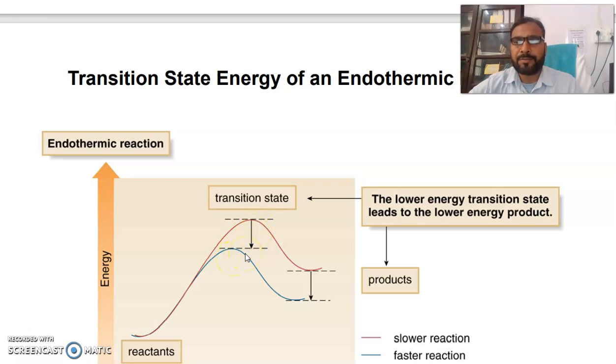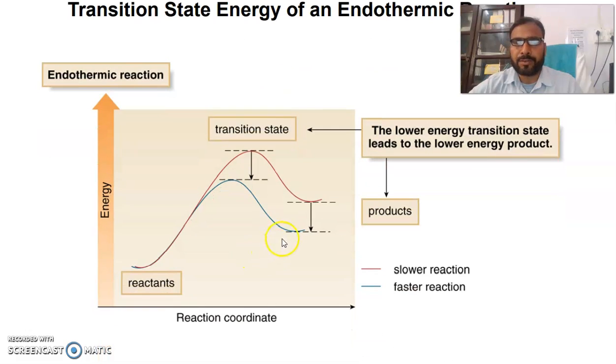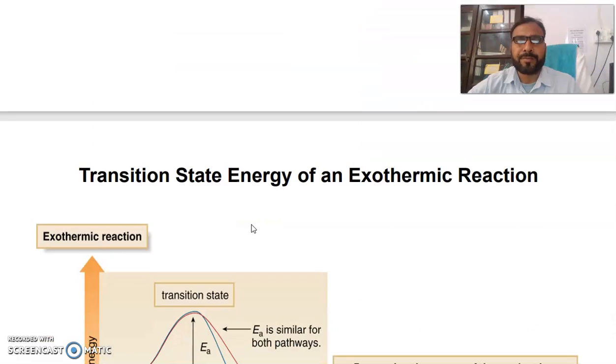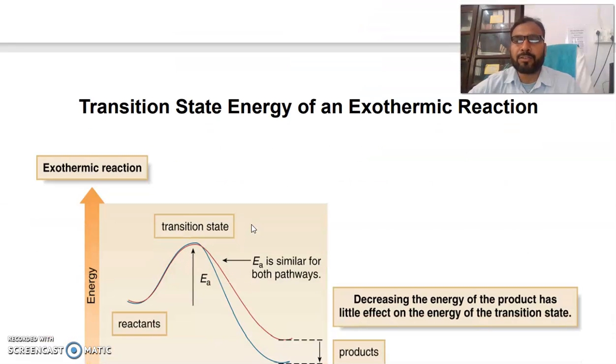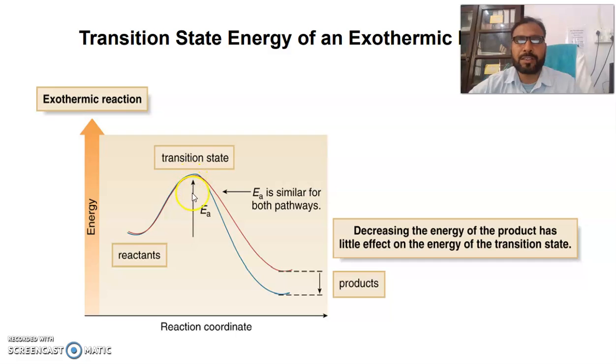Transition state here. The lower energy transition state leads to the lower energy product. So this is the faster and this is the slower. Why? Due to this energy variation. So, transition state of an exothermic reaction. You can see this is the activation energy. Activation energy is similar in both pathways, either this pathway or this pathway. Decreasing the energy of the product has little effect on the energy of the transition state.